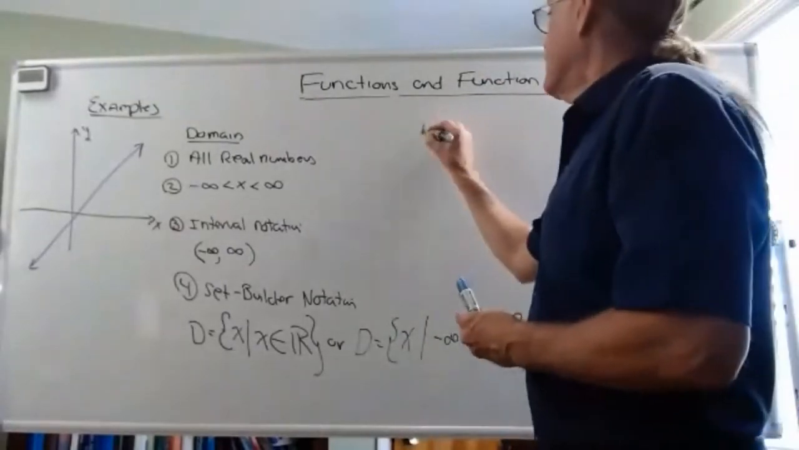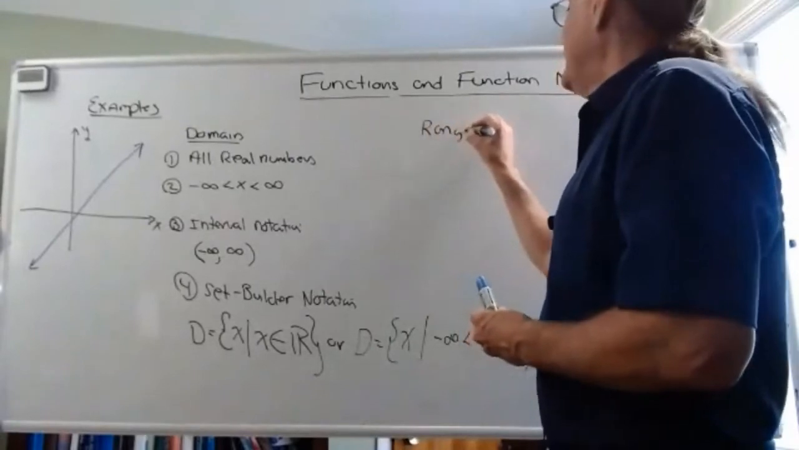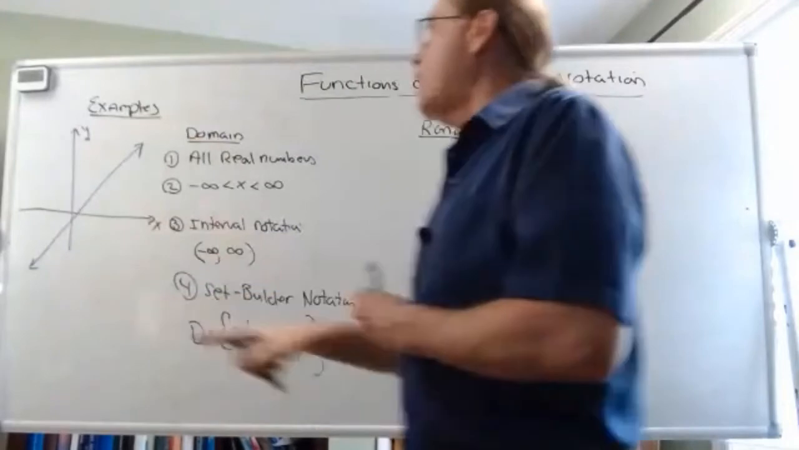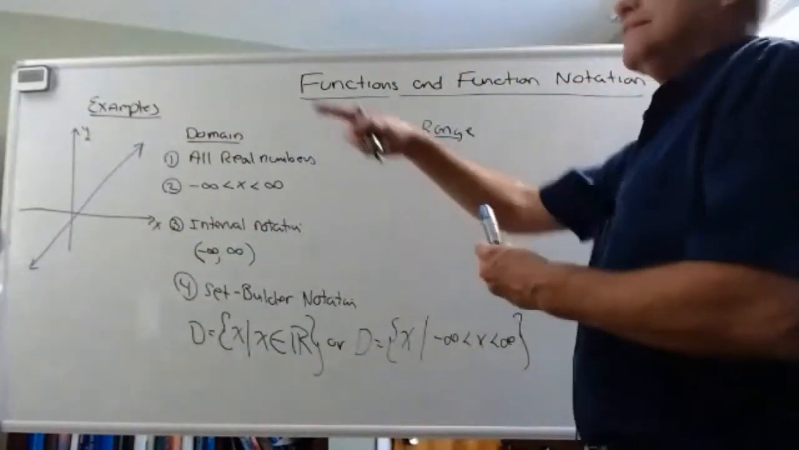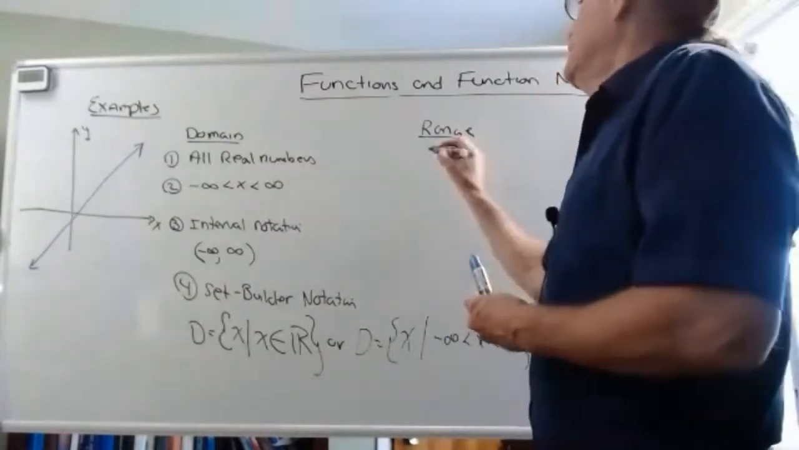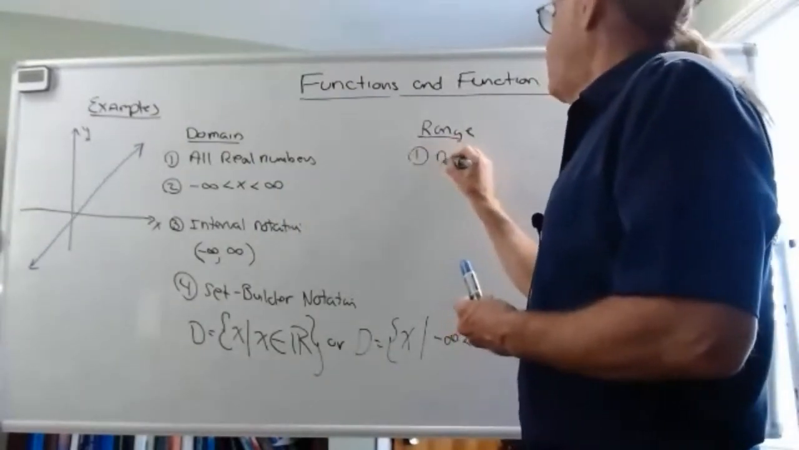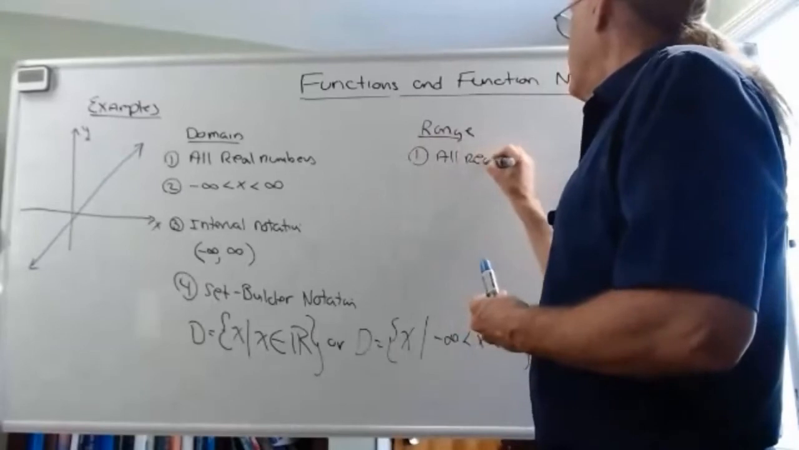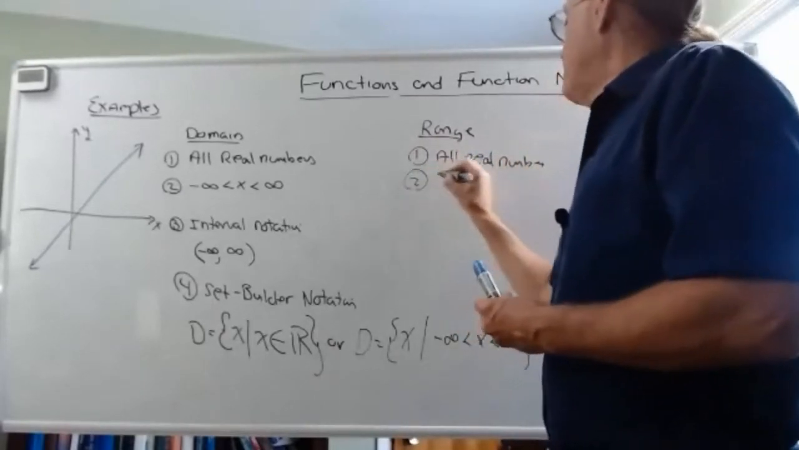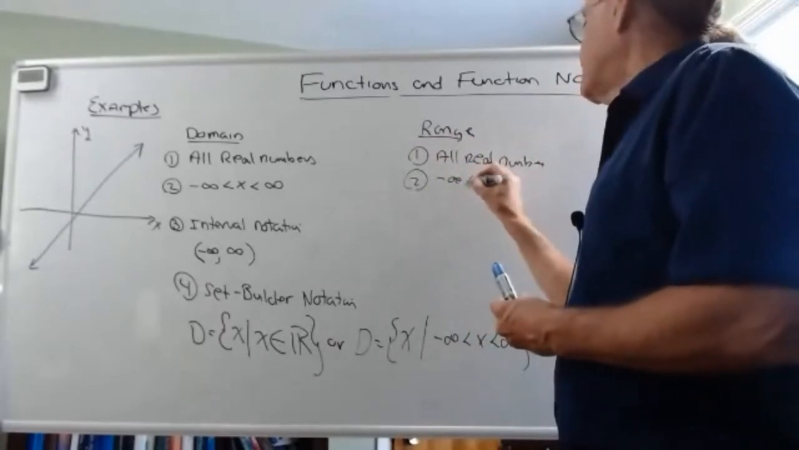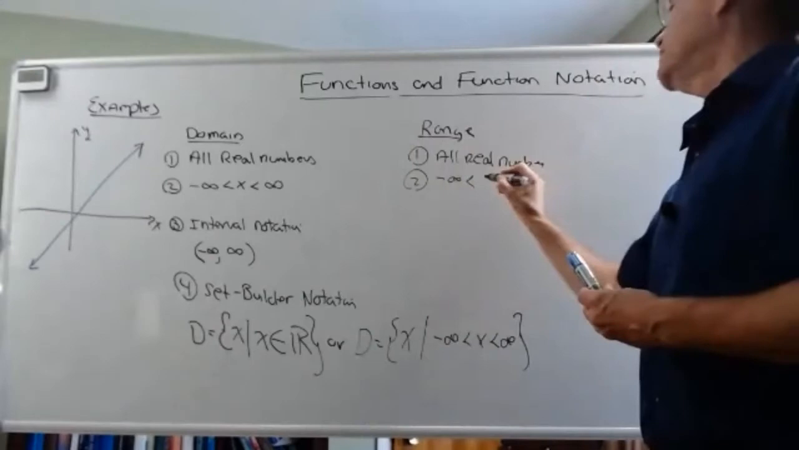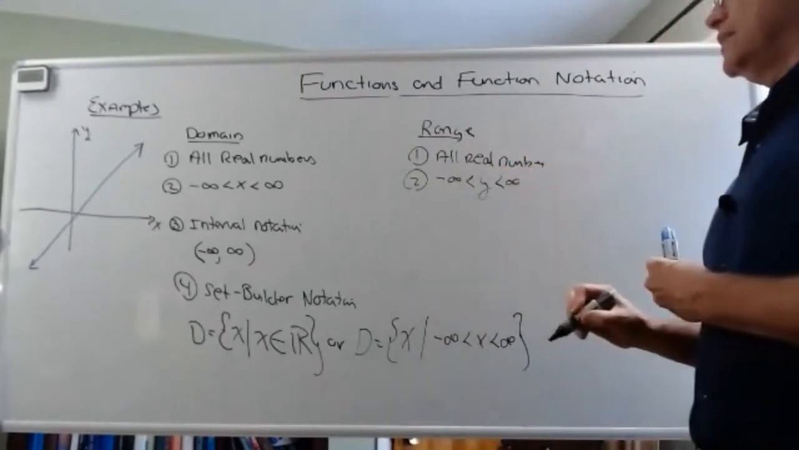So now let's take a look at the range. Remember, the range is the output, so it's the y value. So for any x, I can have any y. Well, in that case, it's identical, but I just replace the x with the y. So here we have the range is all real numbers, or minus infinity is less than y, the output, which is less than positive infinity.